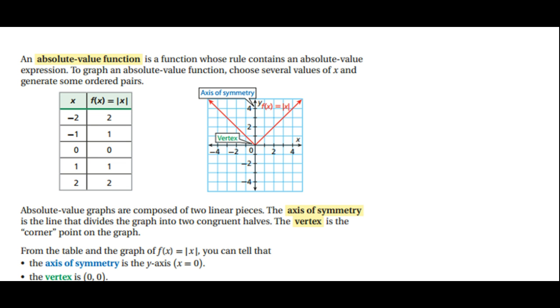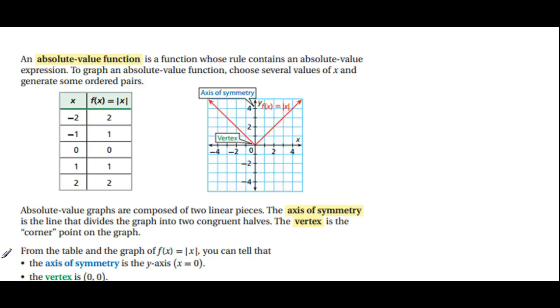We're going to do a little extension on absolute value functions and play with them a little bit today. All right, so an absolute value function is simply an equation that has an absolute value in it, and the x is inside the absolute value, or your independent variable is inside the absolute value.